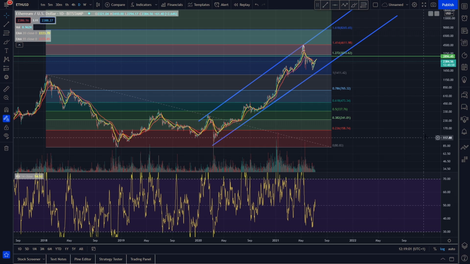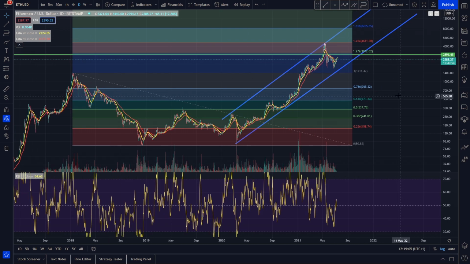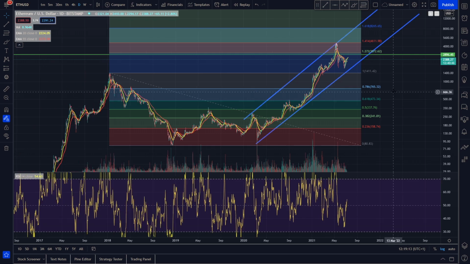So with that all being said, we can take a look at Ethereum here. As you can see, we've had a few requests for laying down the fibs and taking a look at what's happening with the Fibonacci extension. So we thought we'd lay this on for the Ethereum video, seeing as how Ethereum has the data from the previous bull market to do this.